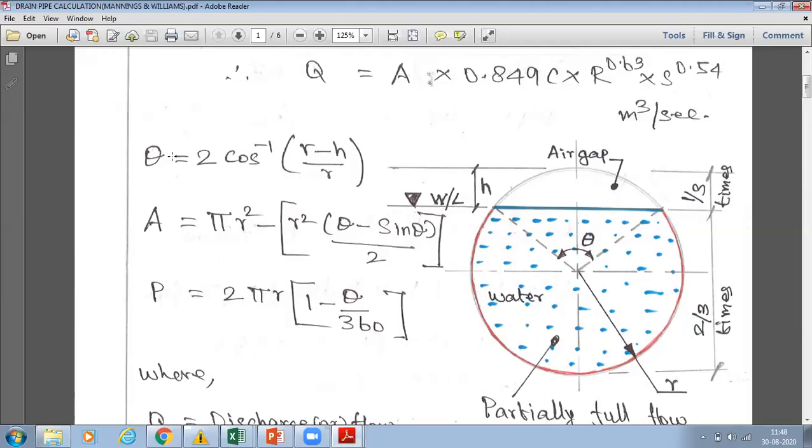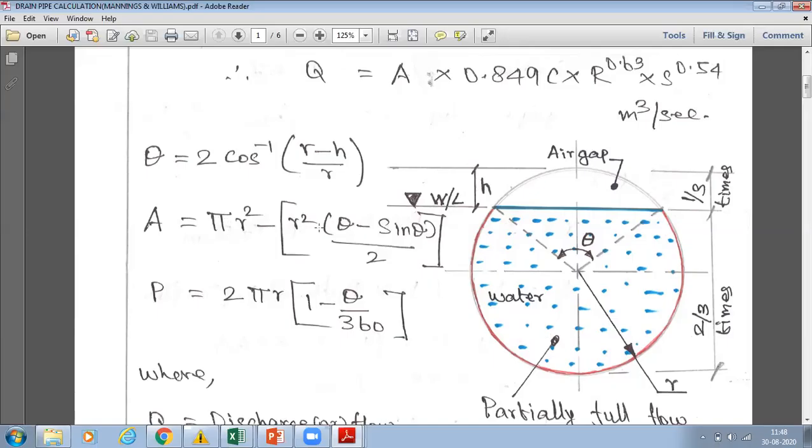So for theta, we have to find theta equal to 2 cos inverse of (r minus h) divided by r. For finding theta, you have to use this formula. For the area of the sector, this blue colored area, you have to use area equal to pi r square minus r square into (theta minus sin theta) divided by 2.